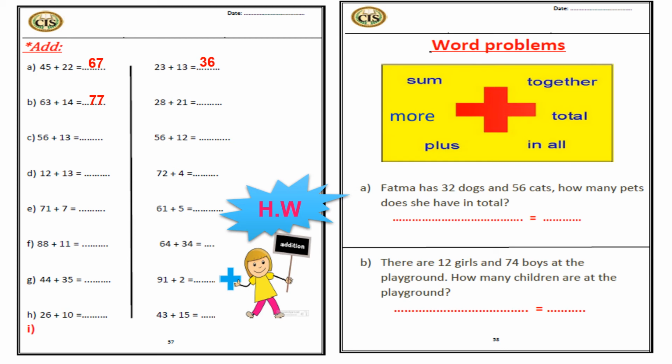28 plus 21. Ones with ones, tens with tens. 8 plus 1 equals 9. 2 plus 2 equals 4. So the sum is 49.